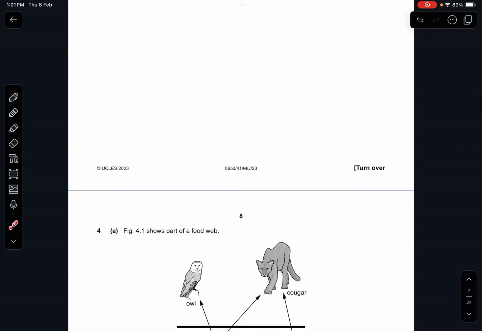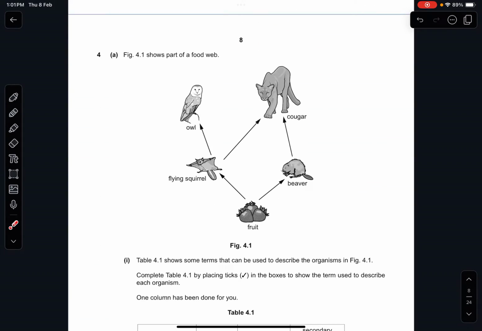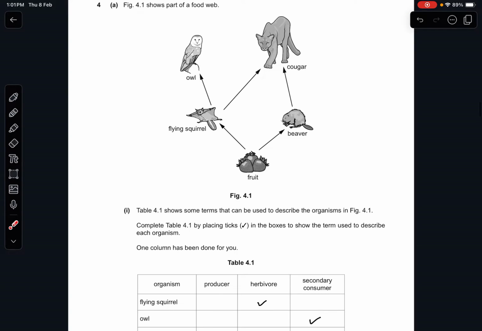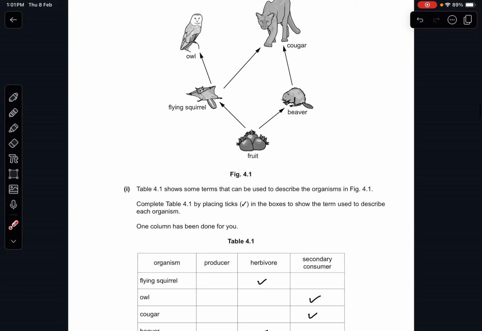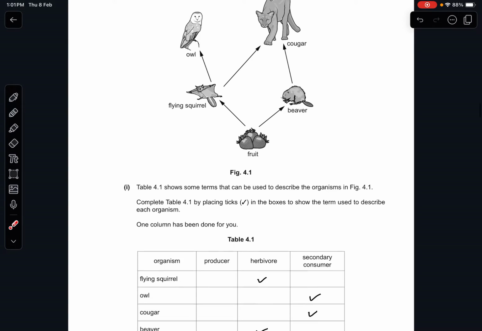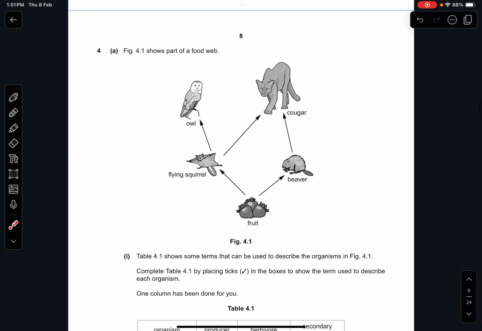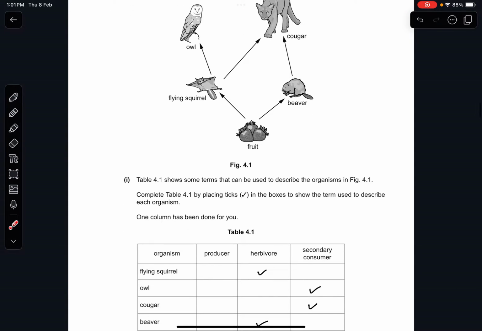Okay. Question 4a. Figure 4.1 shows part of a food web. We're back to biology. Part 1. Table 4.1 shows terms that can be used to describe the organisms in figure 4.1. Complete table 4.1 by placing ticks in the boxes to show the term used to describe each organism. One column has been done for you. So flying squirrel, you can see it's after the fruit, which is the herbivore.